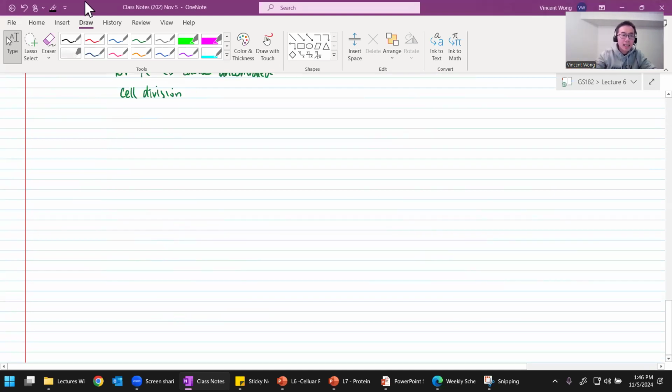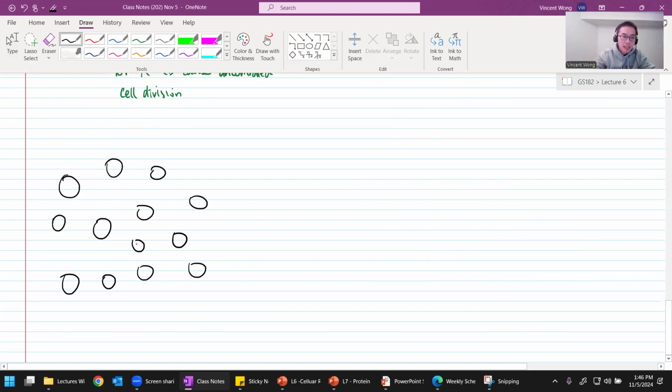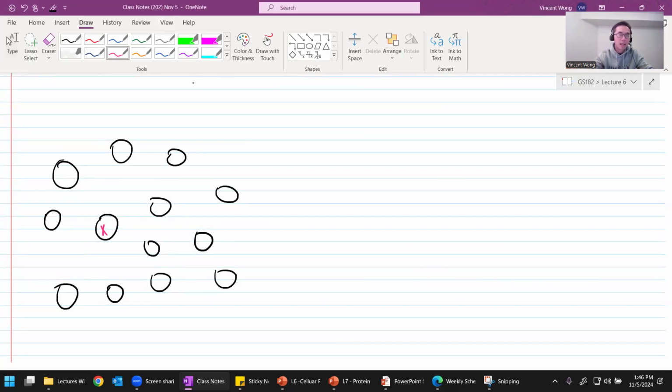So let's say you have a cell here, a bunch of cells. You don't have to draw this. Okay, these are just a bunch of cells. So let's say one of the tumor suppressor genes got mutated just by chance. Right, it got mutated. Is that going to be enough to cause cancer? Is this going to cause this cell to divide in an uncontrolled manner?